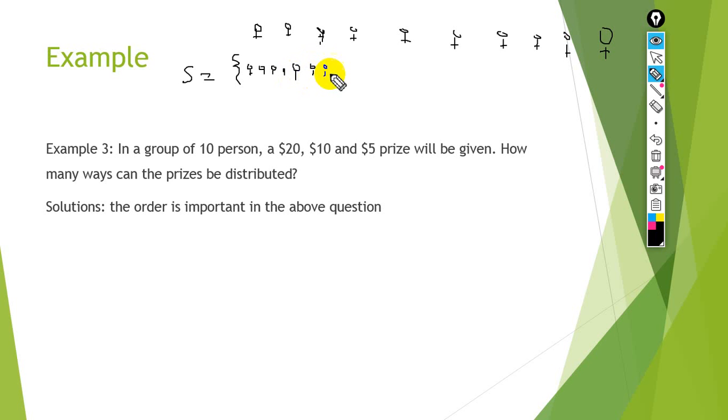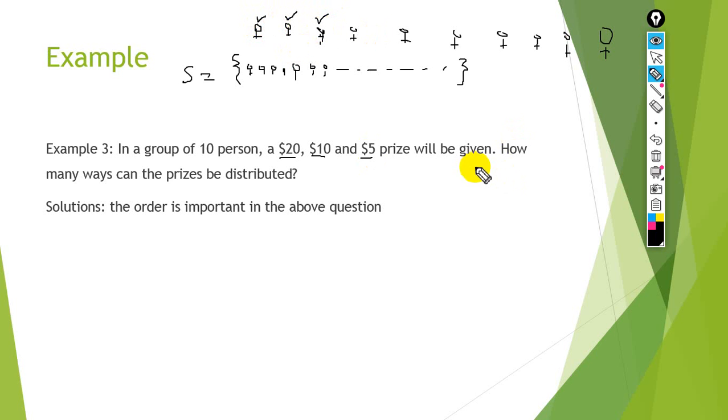So now we want to find the number of these sample points in this sample space. So how will we find it? If you look at this, we have a defined order: the $20, $10 and $5 prizes. So we will give, for example, the $20 prize to this person, then the $10 prize to this person, and the $5 prize to this person. So we have an order.